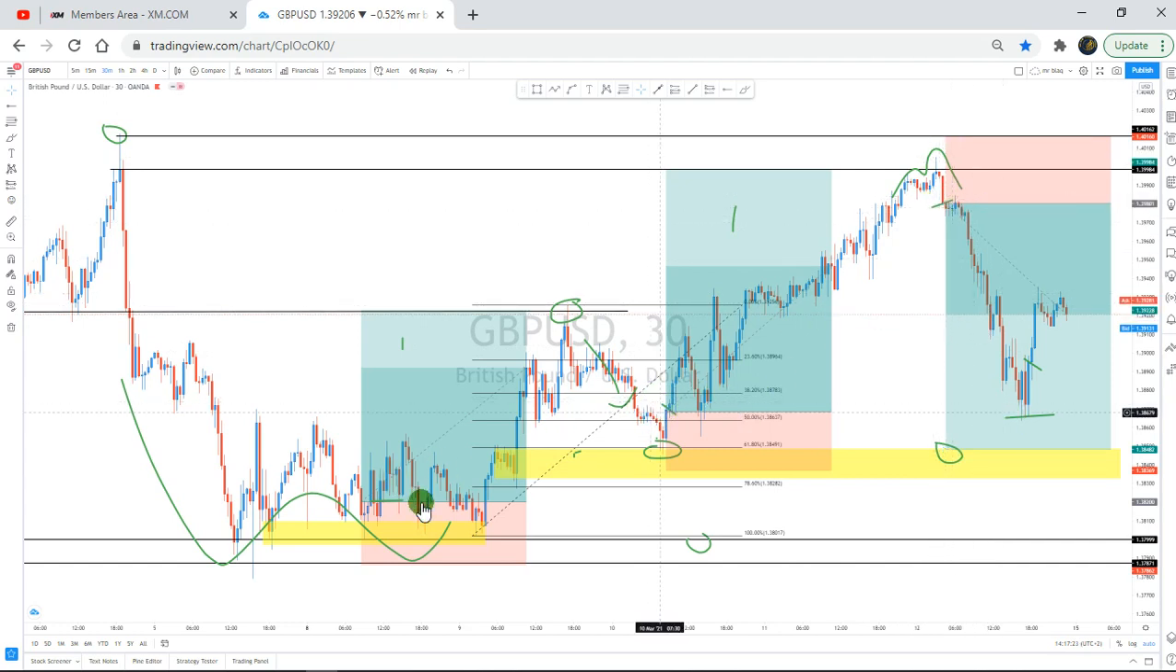But these buys, remember, I spotted them from higher time frame, from H4 time frame. This is why I saw the buyers to look for buy opportunities on smaller time frame. So without wasting any time, let's go to gold.